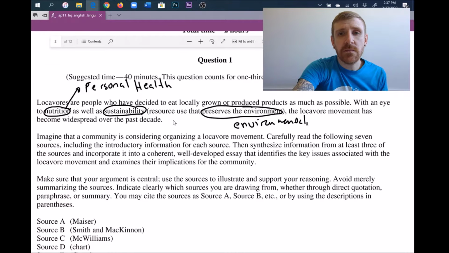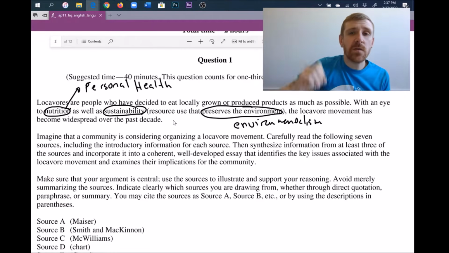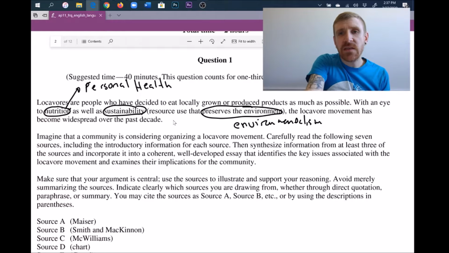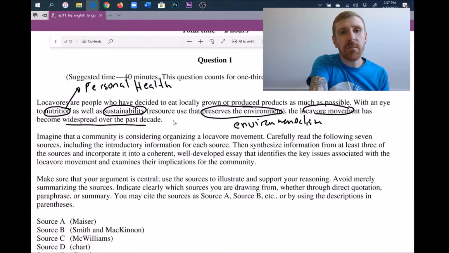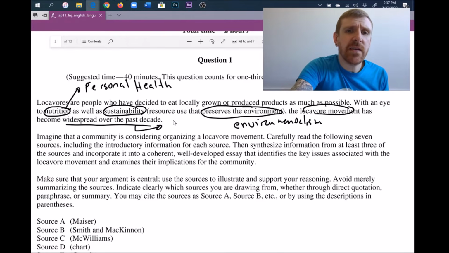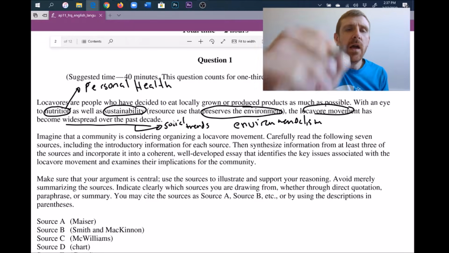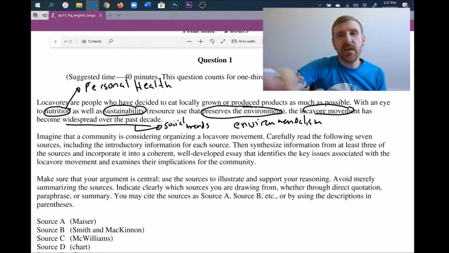Environmentalism. Okay, or if they just want to circle the word environment, that's fine too. And also we have this language that says the locavore movement has been widespread over the past decade. And now we also have an idea here of social trends. Social trends. Okay, good. And so I'll have the kids annotate for these moments here.